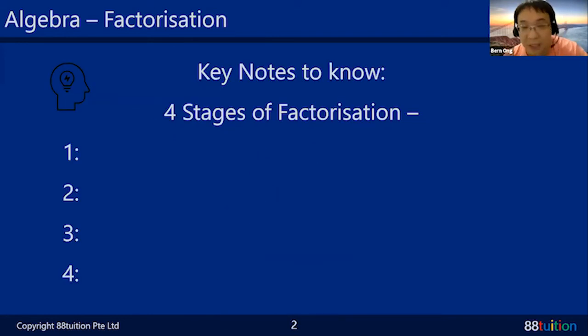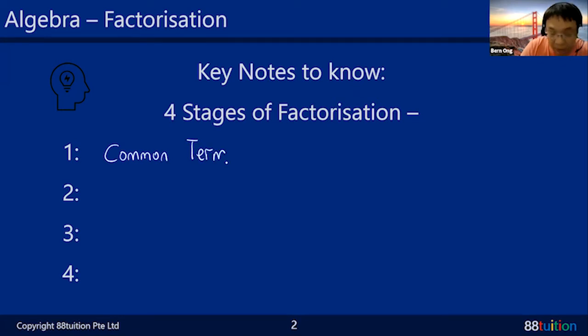What are the 4 stages of factorization? In sec 1, you learn something called what? You learn something called, you take out something called a common term. So this is something that you can write inside your exercise book or maybe on the worksheet itself. 4 stages of factorization. The first stage is to take out something called a common term. This stage 1 is a must to do every time. Trust me. If you can take out, you must take out first.